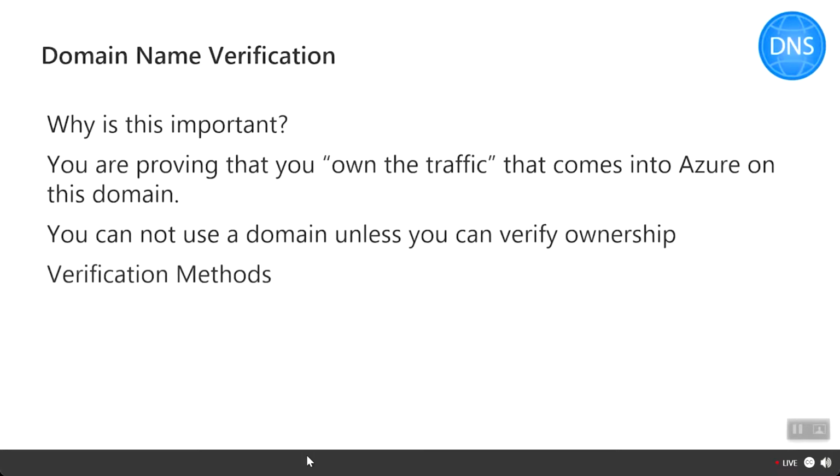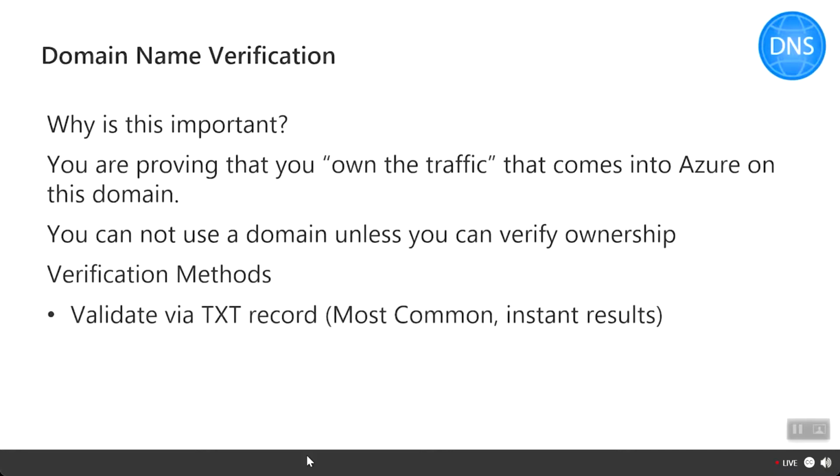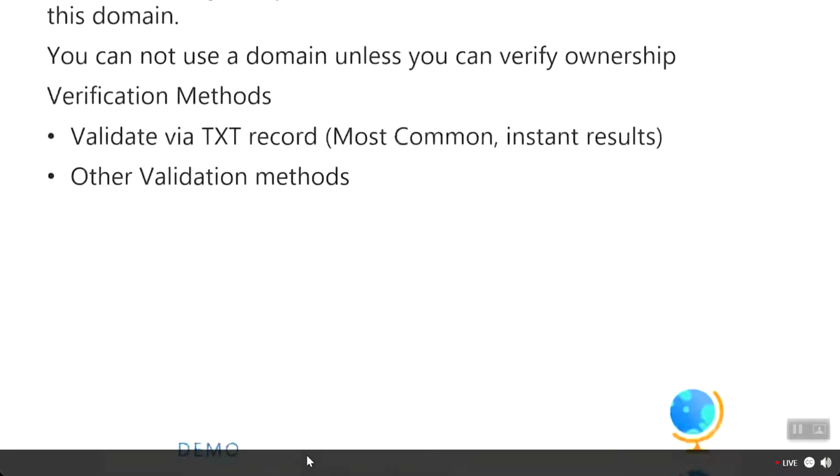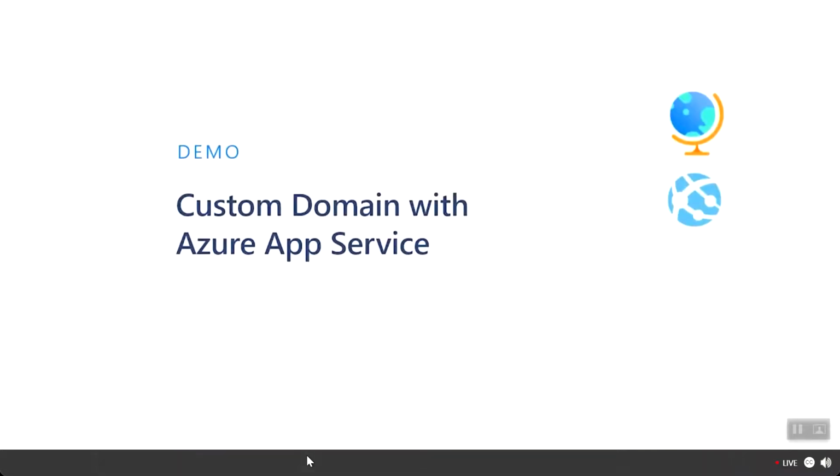And there are different verification methods. Here on Azure, we will see a validation using a TXT record, a text record. We will talk about that in a moment. But there are also other validation methods, which depends a little bit on the provider that you are using. So without further ado, we are going to dive into a demo. And here we are going to set a custom domain on an Azure App Service.